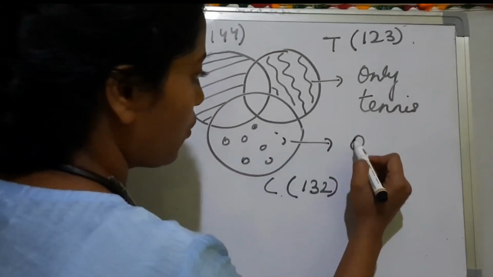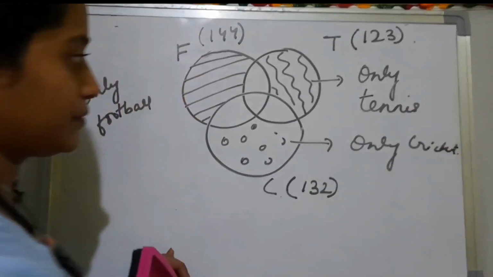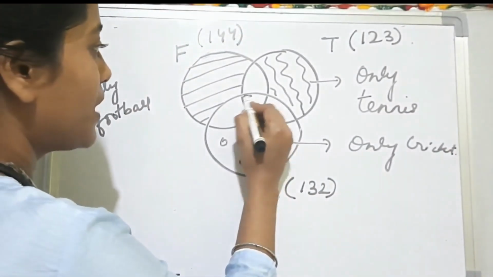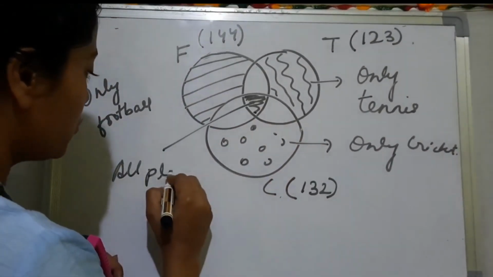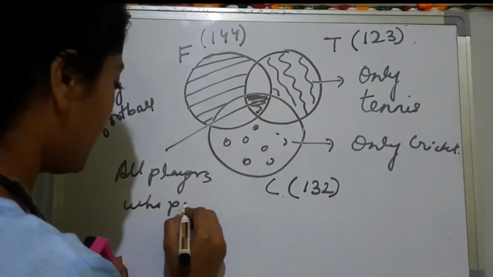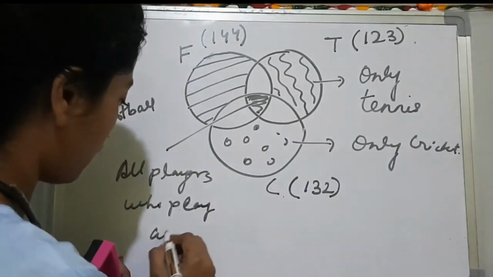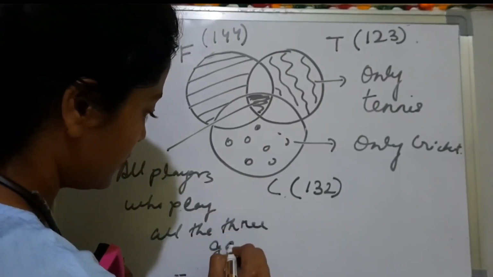This part is only cricket. And this part is all three: all players who play all the three games.